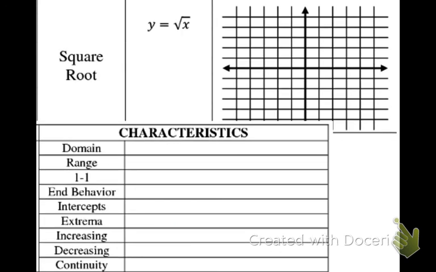Okay, square root. So square root is y equals, can anybody tell me? And what function are we? Square root of x minus h, plus k. Make sure you close that square root so you know that the k is not in it, right?